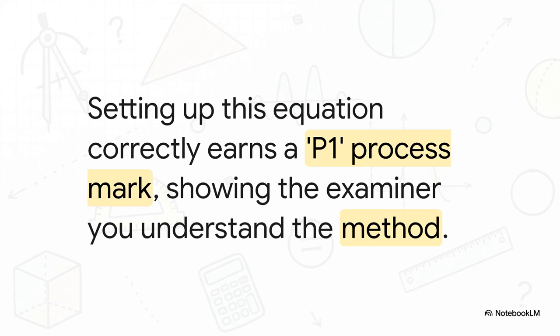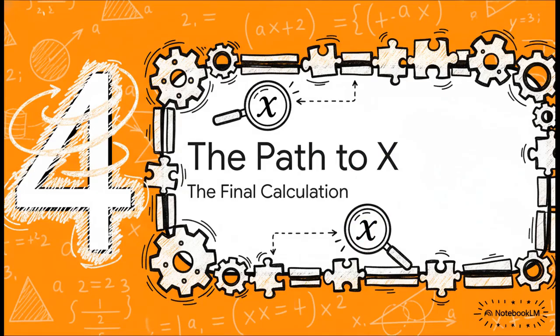You know, just getting this far and writing this equation down is a huge step. The mark scheme even has a special name for it, a P1, or process mark. It shows the examiner you know what you're doing even before you start solving. Okay, section 4, the path to x. The heavy lifting with the trigonometry is done. Now it's just pure algebra. Let's walk through exactly how to solve this equation and find x.